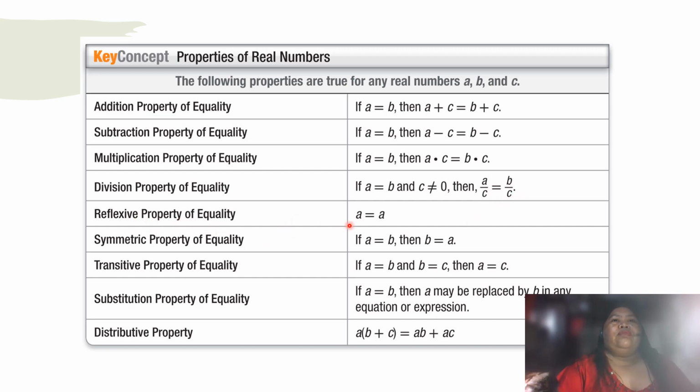For reflexive property of equality, a equals a. So it's a reflexive, we call it a mirror, no? For symmetric property of equality, if a equals b, then b equals a. For transitive property of equality, if a equals b and b equals c, then a equals c. Substitution property of equality, if a equals b, then a may be replaced by b in any equation or expression. For distributive property, a(b + c) equals ab + ac. So these properties are very important in proving your statements.